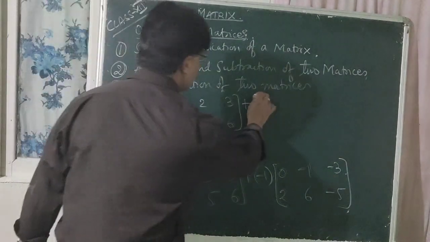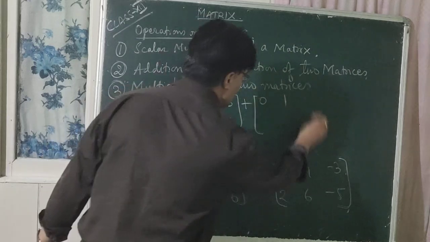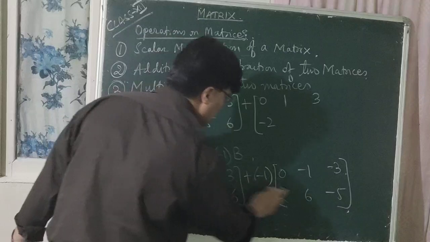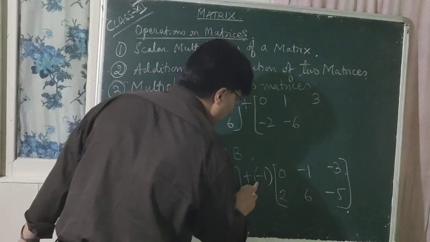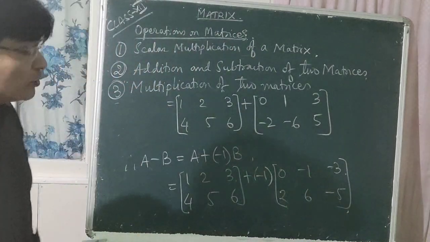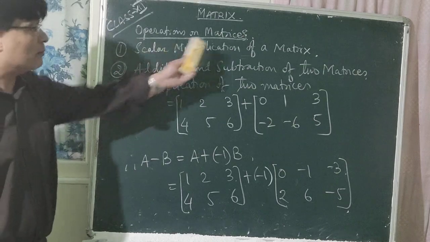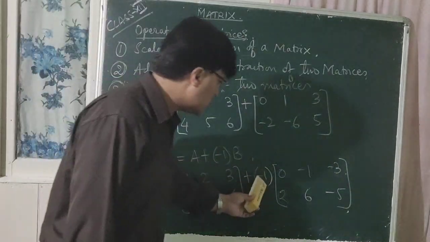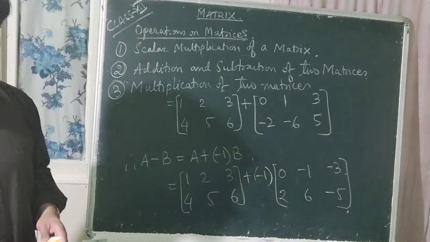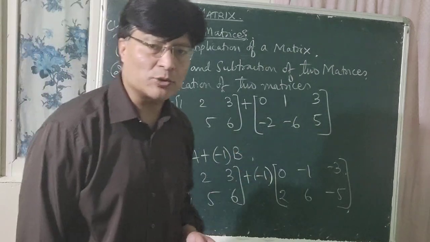Okay? So minus 1 into 0 is always 0. Minus into minus is plus 1, minus into minus is plus 3, minus 1 into 2 is minus 2, minus 1 into 6 is minus 6, minus 1 into minus 5 is plus 5. So I already told you about the scalar multiplication of the matrix in the first case, isn't it? That is in number 1, scalar multiplication of a matrix. This minus 1 is the scalar multiplication of the matrix.